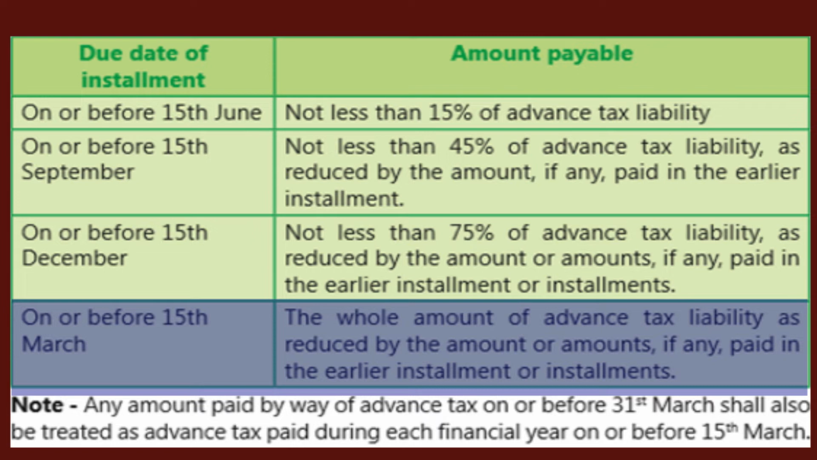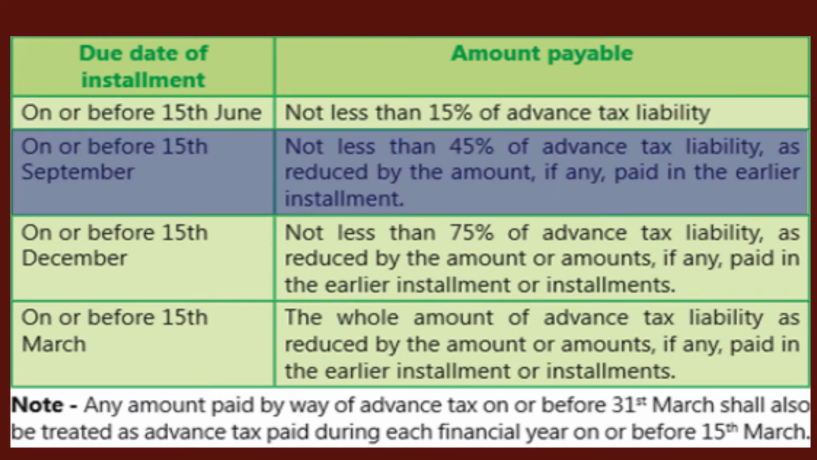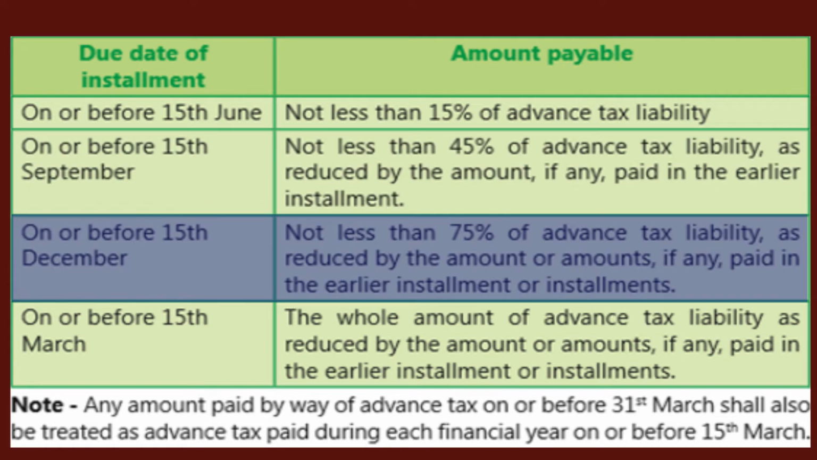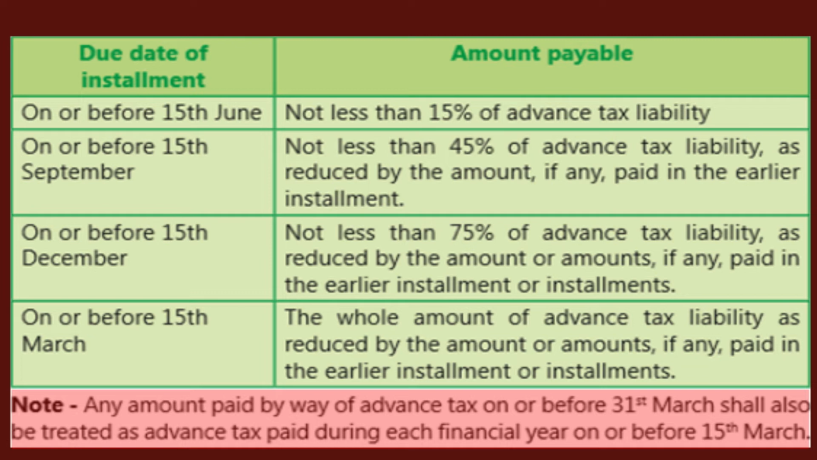Please remember and note. Number 1, 15th of June, that is 15% of advance tax liability is to be paid. 15th of September, by this time 45% of the advance tax liability is to be paid. 15th of December, by this time 75% of the advance tax liability is to be paid, and by 15th of March 100%, that is the whole amount of advance tax liability is to be paid. So, any amount paid by way of advance tax on or before 31st March shall also be treated as advance tax paid during each financial year.